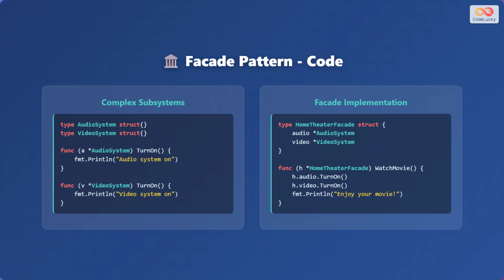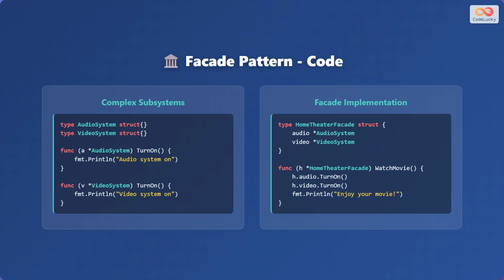Let's examine how the facade pattern simplifies complex system interactions through a home theater example. We start with multiple complex subsystems, an audio system and a video system, each with their own turn-on methods that print status messages when activated. These represent the individual components that would typically require separate interactions from the client.